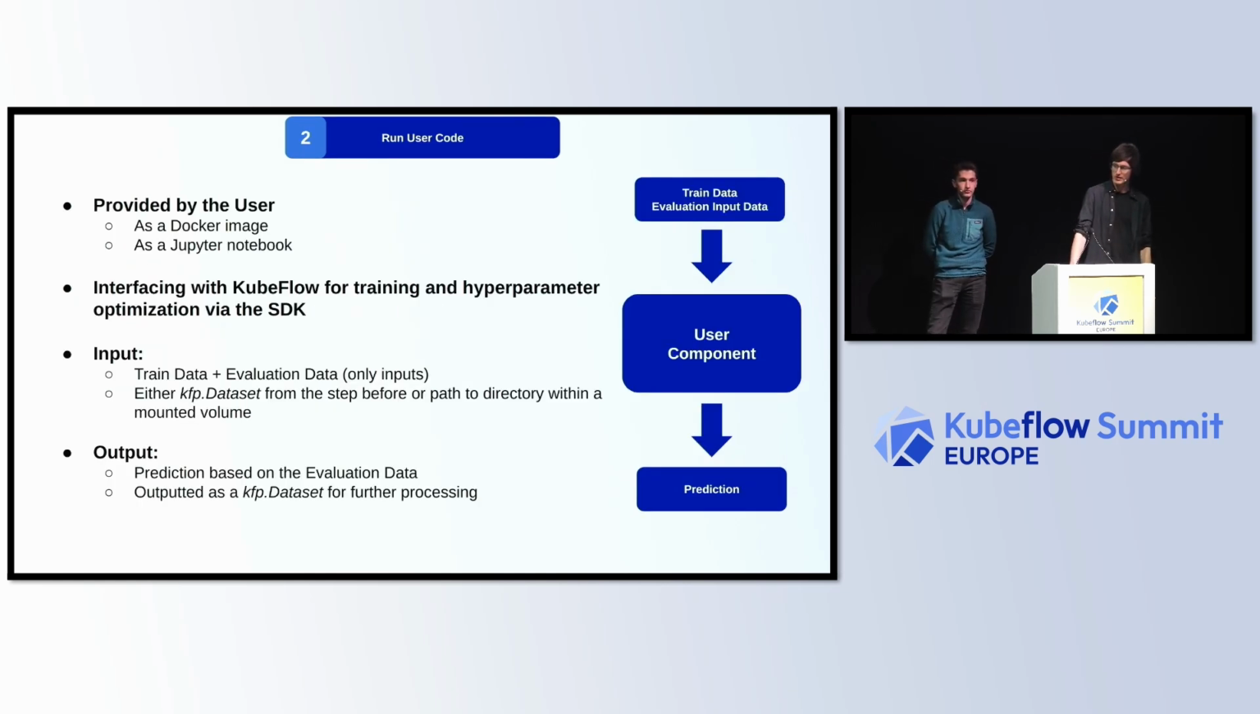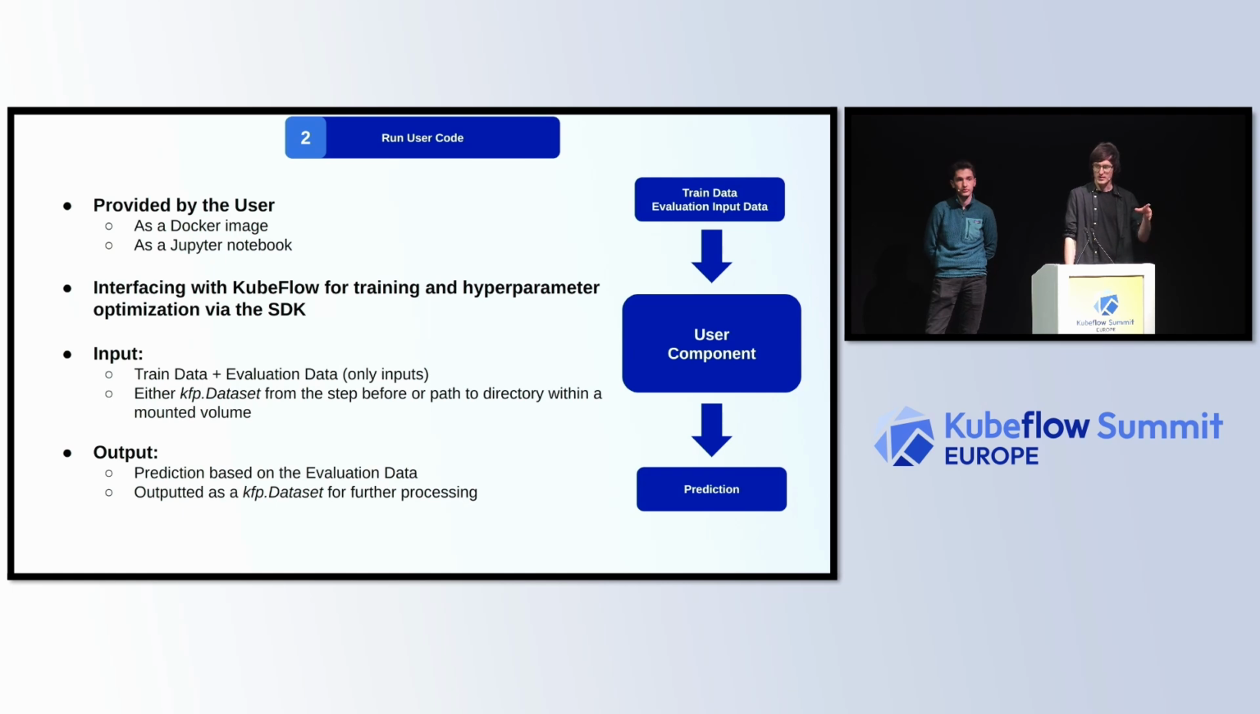Okay, the second step, running the actual user code. This is something that the participant would provide to us as either a Docker image or as a Jupyter notebook. From within the code, as I said already, you can interface with Kubeflow via the SDK. The input to the user code will be the training data, so the inputs and the labels, and also the evaluation data, but of course only the inputs.